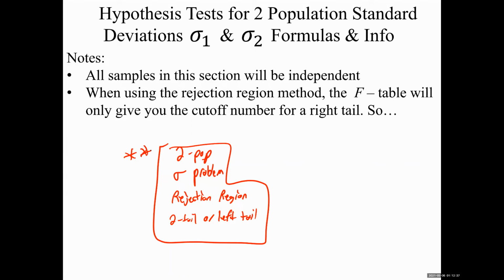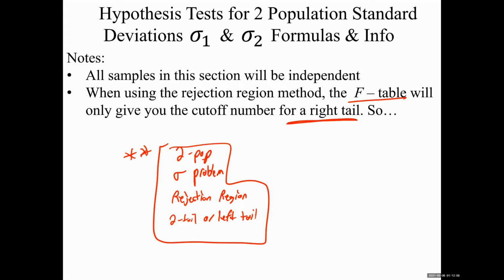If you're in this situation, it's a little bit weird because of what happens when you're looking up numbers in the F table. They'll only give you the number if it's a right tail test. It's assuming it's a right tail test. So if you're looking up a number in the right tail, then you're good.